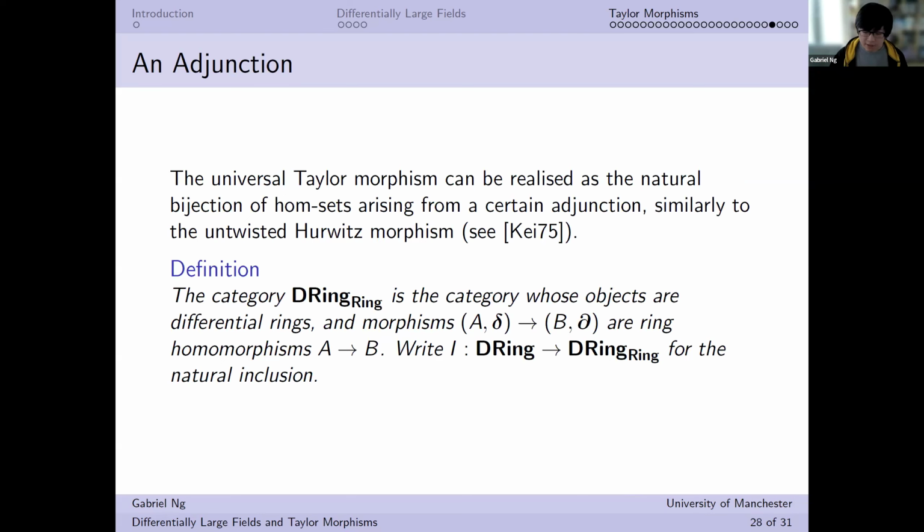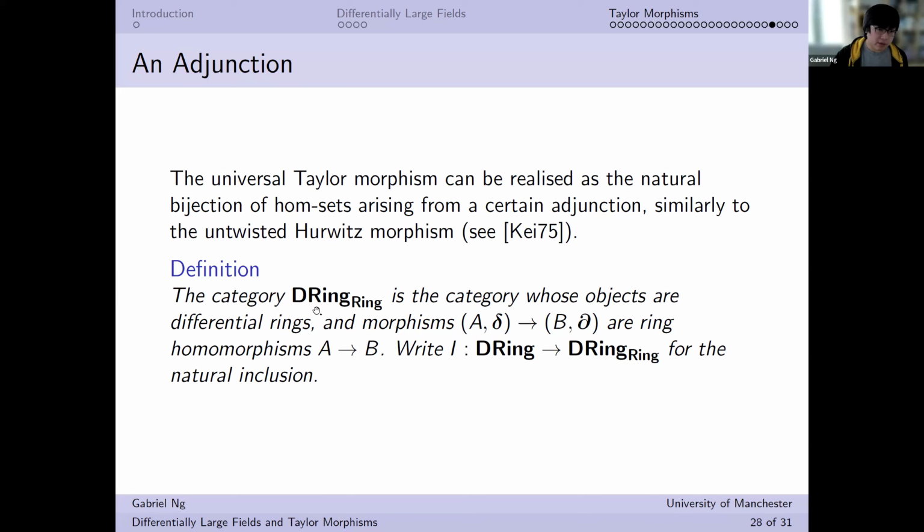It turns out that this twisted Hurwitz morphism and this universal Taylor morphism thing is the result of some adjunction in category theory. And this universal Taylor morphism is actually the natural bijection of Hom-sets, which comes from some adjunction.